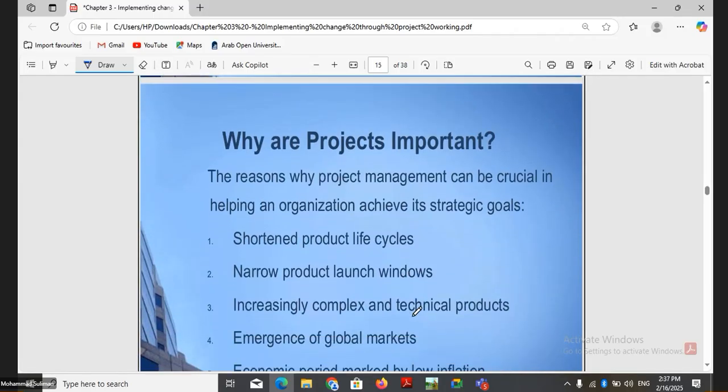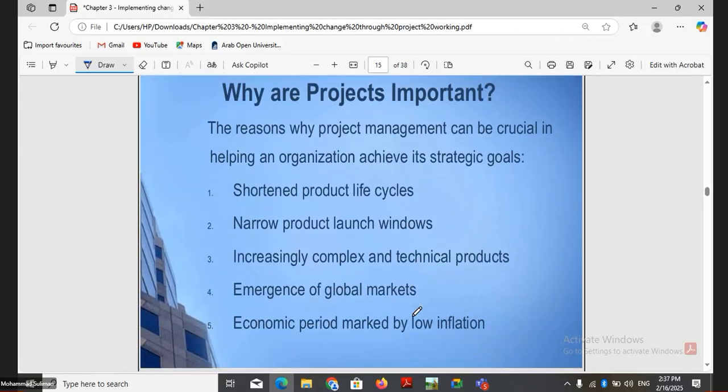The next is why projects are important. The reason why project management is crucial is that it helps an organization to achieve its strategic goals, because through the project, it is helping to achieve some strategic goals. So project management is very important. If it is good project management, it will shorten the product life cycles, narrow product launch windows, and address increasingly complex and technical products, emerging global markets, and an economic period marked by low inflation.